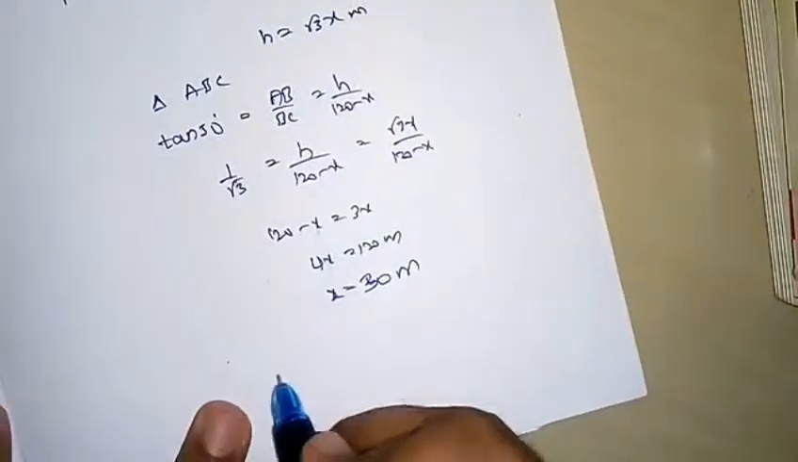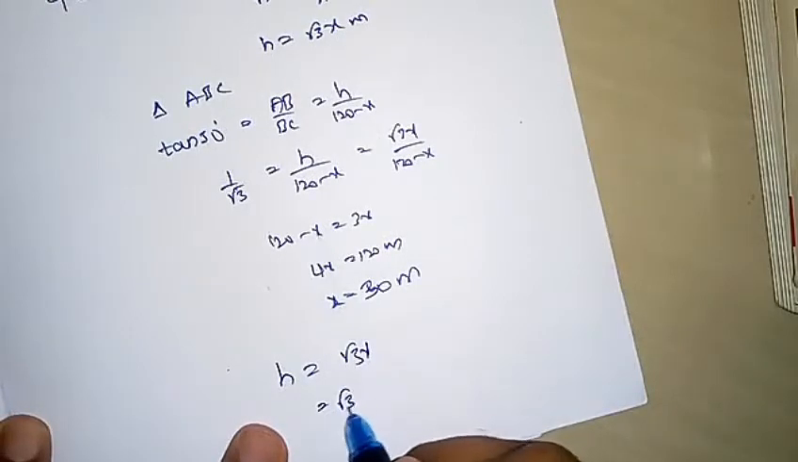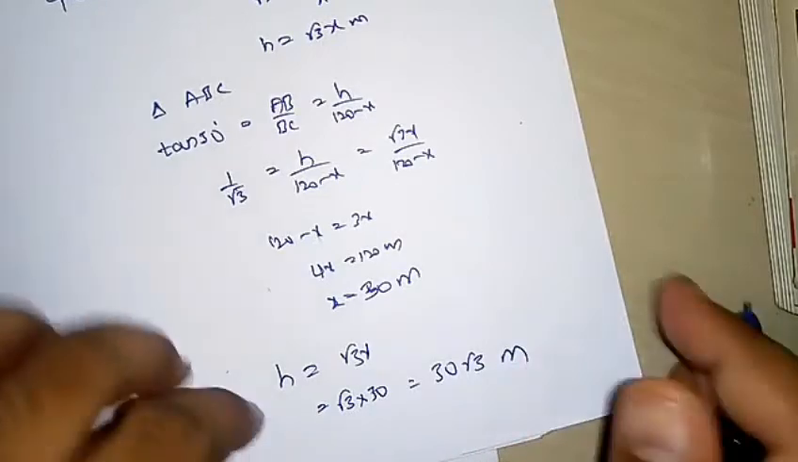And the height will be h is equal to root 3 x is equal to root 3 into 30 is equal to 30 root 3 meters. That's all we have.